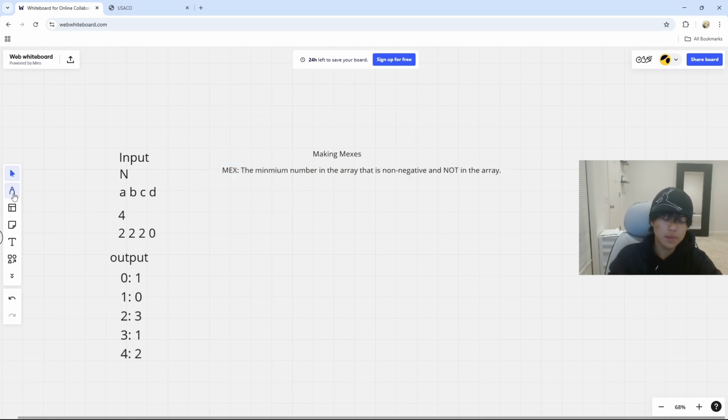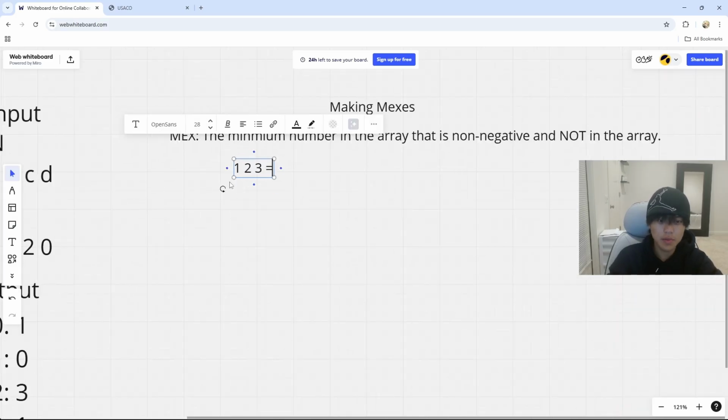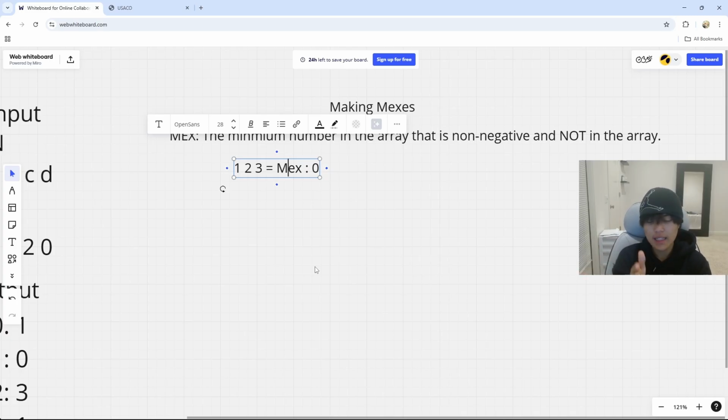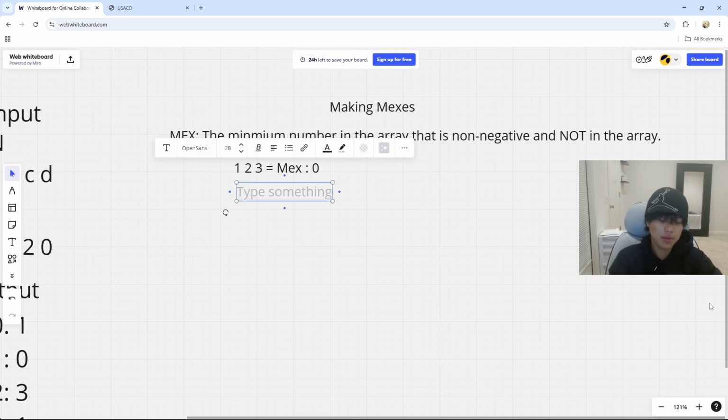So I'll give some examples. You're given 1, 2, and 3. The mex would be 0, right? What is the minimum from 0 to infinity? What's the minimum in the array 1, 2, 3? What's smaller than all of them, that's not in the array, and that is not negative? 0, right?